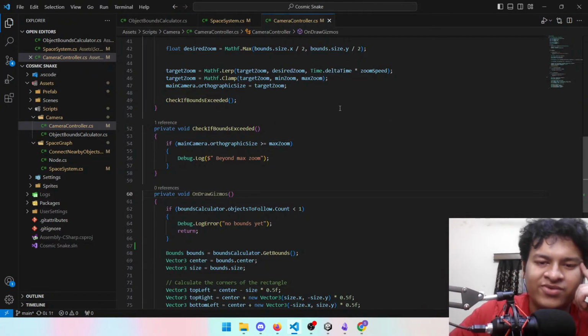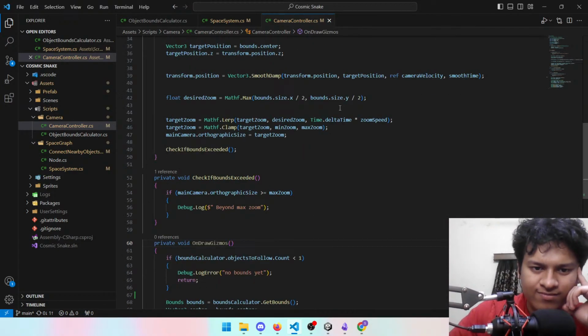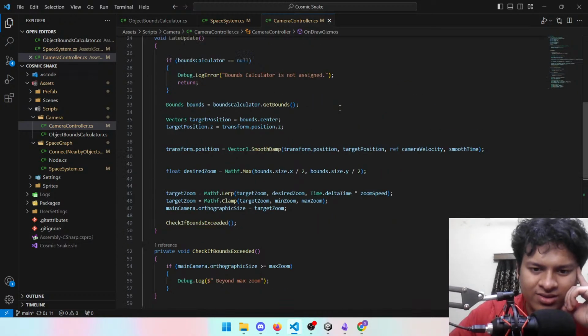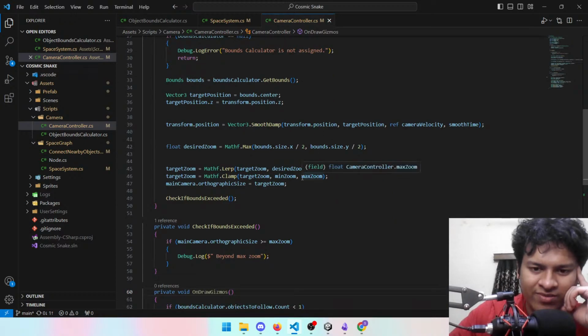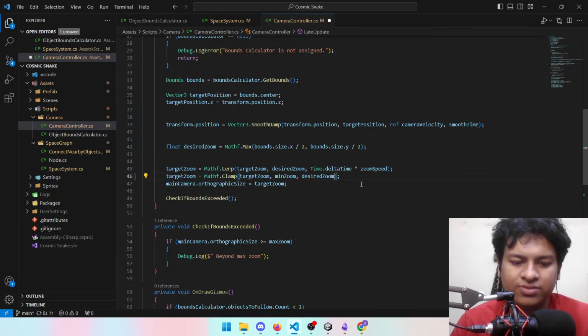It's because I'm clamping between the min zoom and the max zoom. I need to give some zoom value because I'm moving it. Let's make max zoom. Desired zoom. Just make the desired zoom for now.